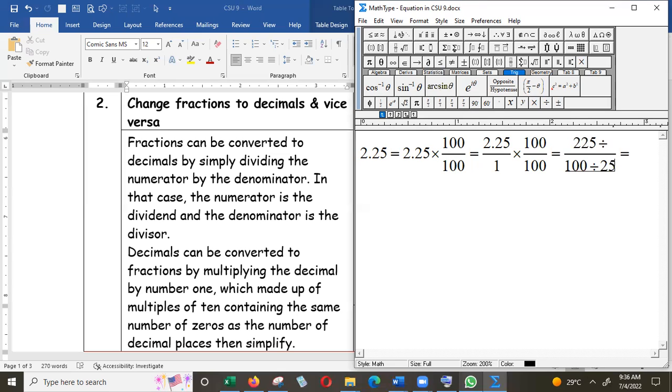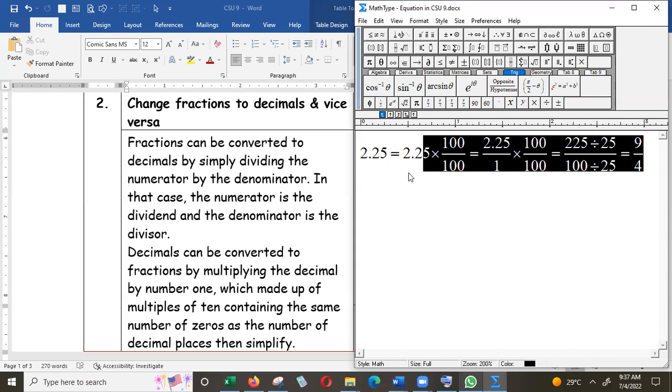So 100 divided by 25 and 225 divided by 25. Once you divide both the numerator and the denominator by the same factor, by the same number, the value of the fraction does not change, it just simplifies. So 225 divided by 25 is 9, and 100 divided by 25 is 4. So we get back our fraction. 2.25 as a fraction is 9 divided by 4. Okay, so we can easily write this down here.